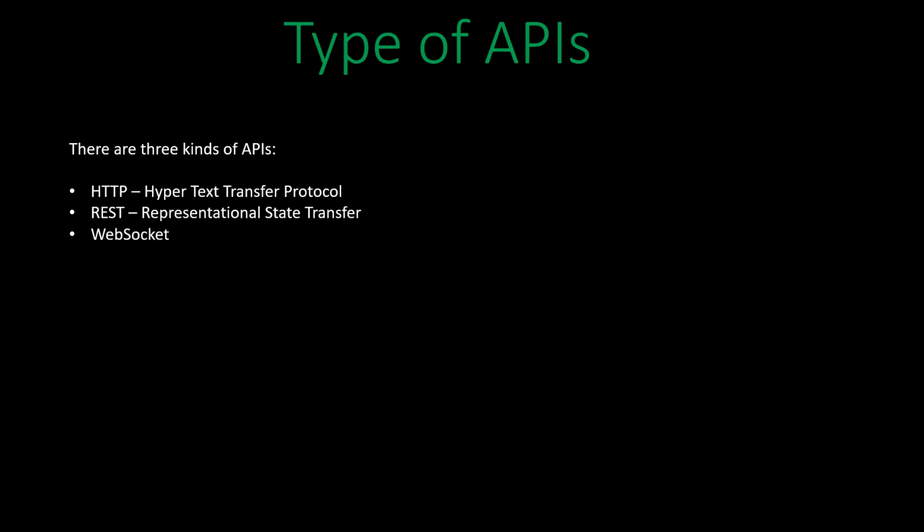This bidirectional communication is particularly useful for real-time applications like chat applications. WebSockets enable simultaneous communication in both directions without waiting for a response before sending another message. So it is very well suited for real-time applications.